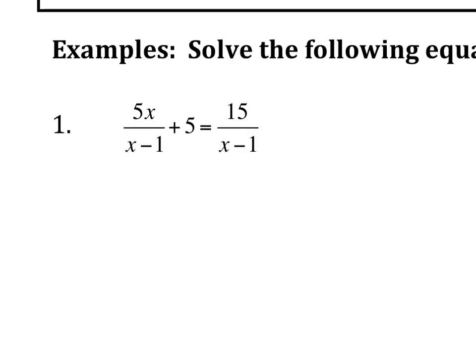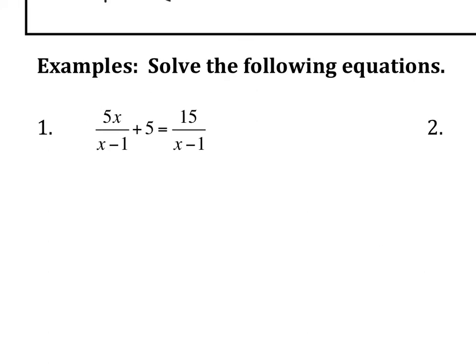So we have 5x over x minus 1 plus 5 equals 15 over x minus 1. First thing we need to do is factor if we are able to. Do we need to factor the denominator of any of these, or no? We do not. We don't have any like x squared minus 4 or something like that. So now we need to find the least common denominator. We need to make sure that every factor in the denominator is multiplied here. We only have one denominator here, which is what? It's x minus 1. That's going to be our least common denominator.